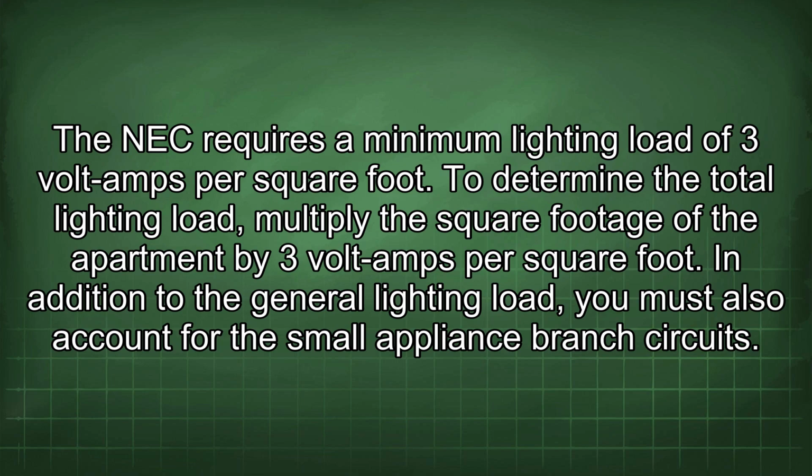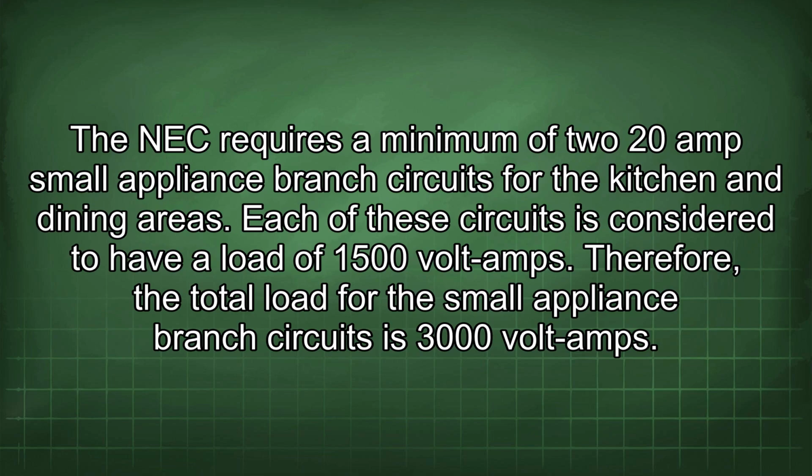In addition to the general lighting load, you must also account for the small appliance branch circuits. The NEC requires a minimum of 2 20-amp small appliance branch circuits for the kitchen and dining areas. Each of these circuits is considered to have a load of 1500 volt-amps. Therefore, the total load for the small appliance branch circuits is 3000 volt-amps.